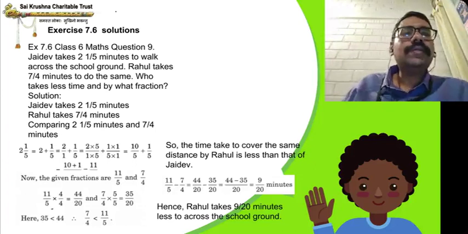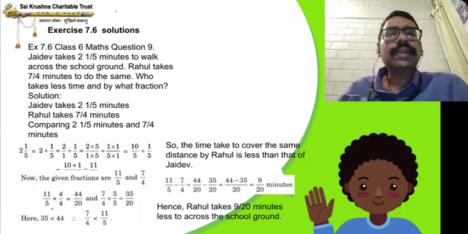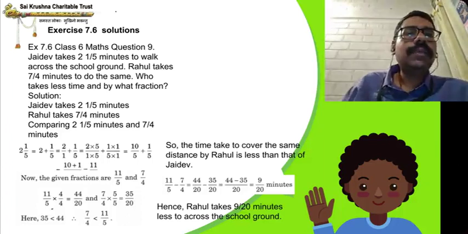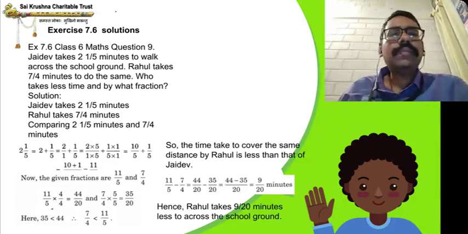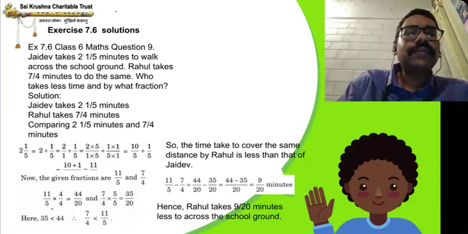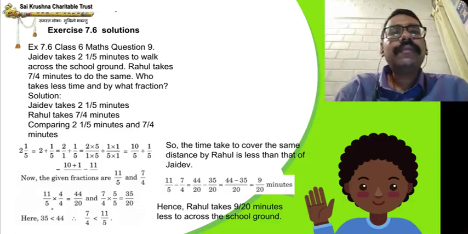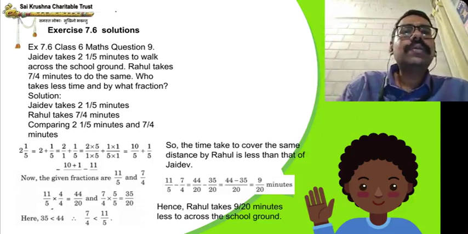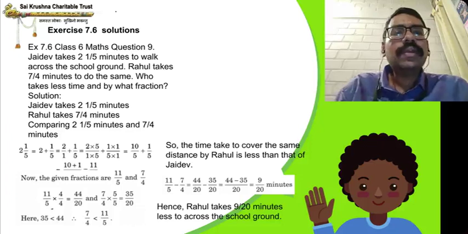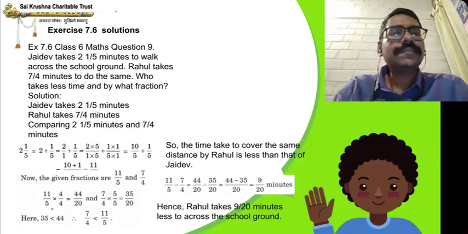So, the time taken to cover the same distance by Rahul is less than that of Jaidev. You know who takes less time, how to find out? 35 is less than 44, right? Therefore, 7 by 4 is less than 11 by 5. So, who takes 7 by 4 minutes to walk across the school ground? Rahul. And who takes 11 by 5 minutes to walk across? Jaidev. Therefore, Rahul takes lesser time than Jaidev to cover the distance.